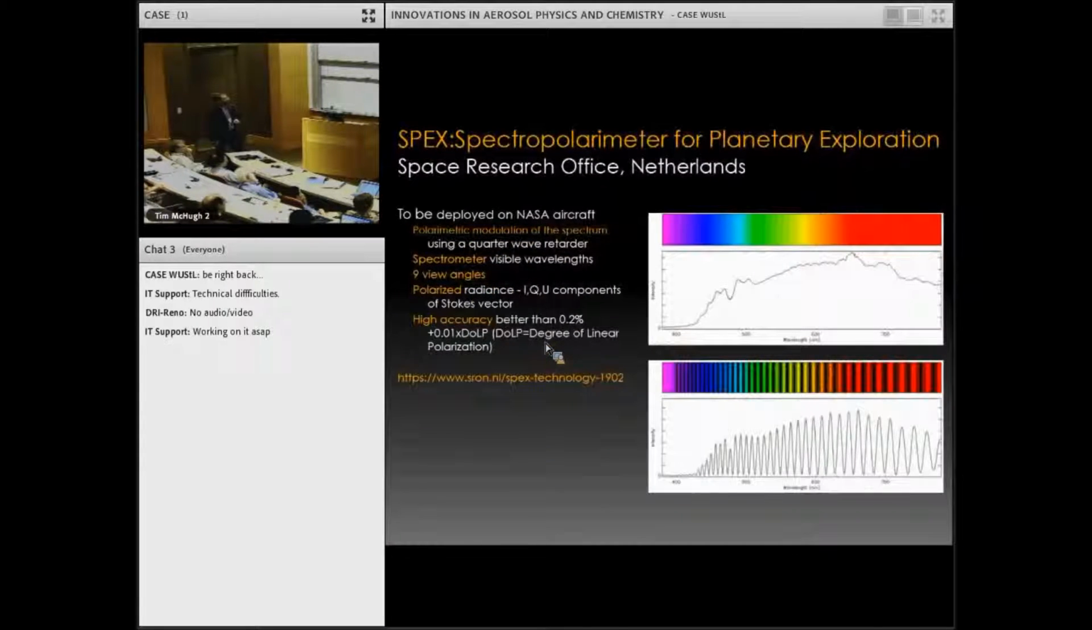Another approach is called SPEX. This is a spectropolarimeter for planetary exploration, and this uses yet another method of beam sensitive polarization. Here they have a hyperspectral measurement, and they impose onto that spectra a sinusoid which contains information about the polarimetric state. They do this using quarter wave retarders. This is an instrument developed in the Netherlands, but they're very interested in working with NASA. So they're actually integrating this instrument on the high altitude aircraft that I mentioned before.